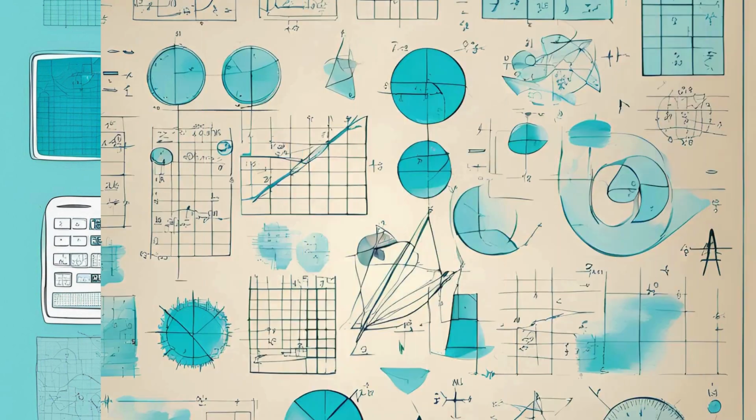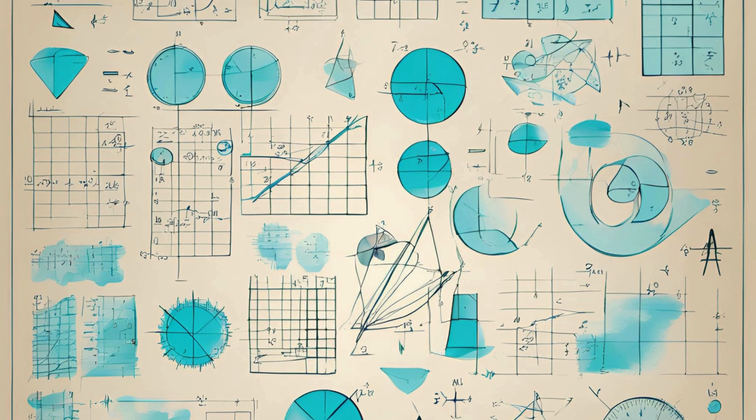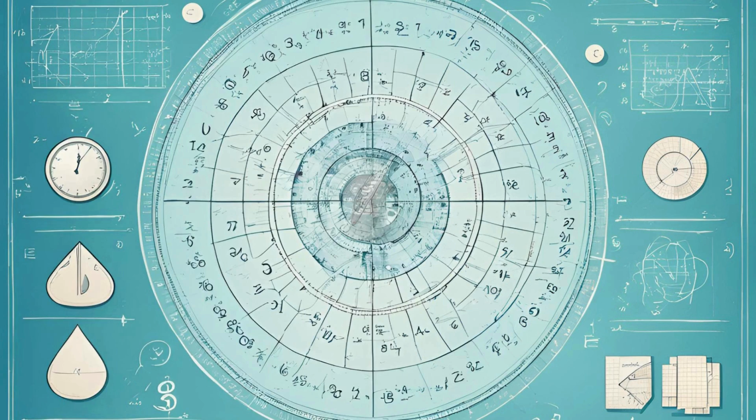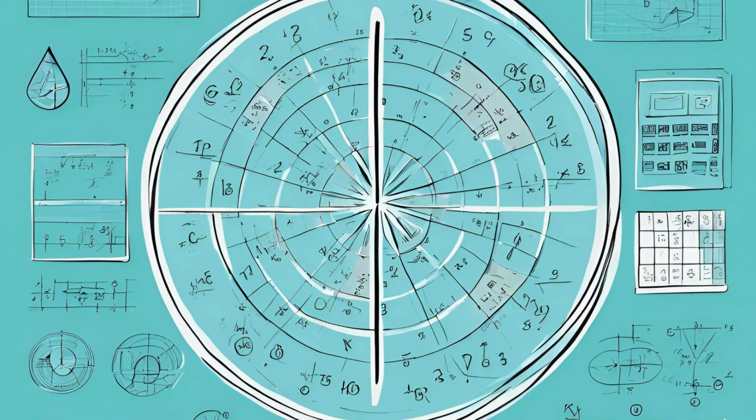Next question, what's the key difference between a pyramid and a cone? All right, so both shapes have a point at the top, but a pyramid has a base that's a polygon, like a square or a triangle. Right. While a cone has a circular base.